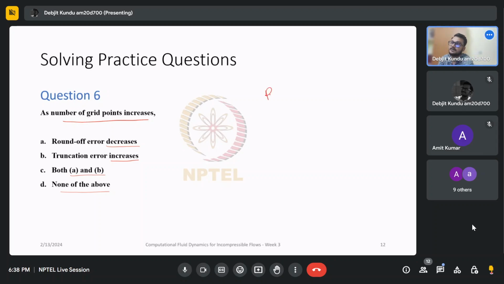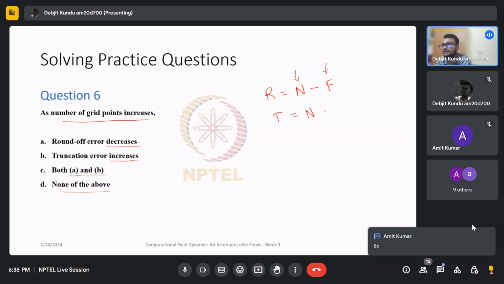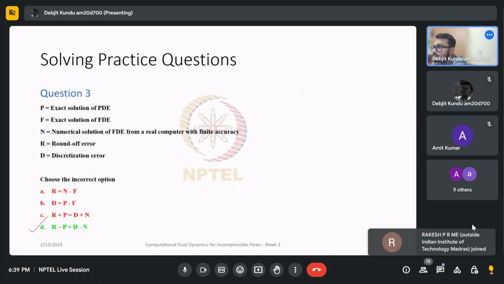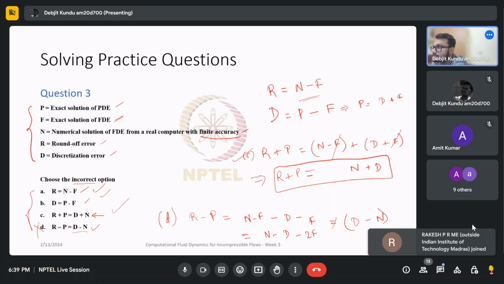So we have seen the round off error, which is the difference between the exact solution of the FDE, that is F, and the numerical solution using a finite computer, that is N. And the truncation error was the difference between this and the exact solution for this. I'll just go back to check if I'm correct. N minus F and F minus E.